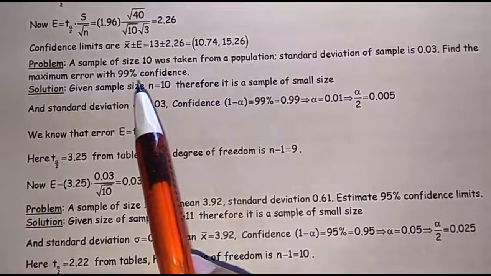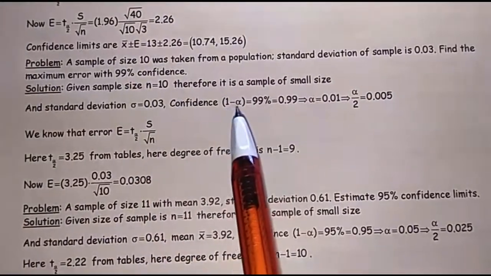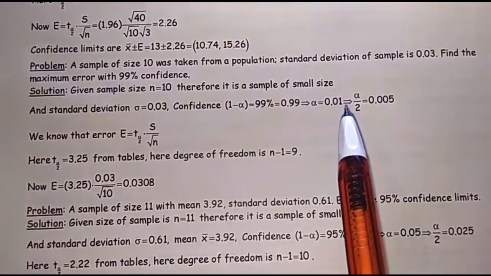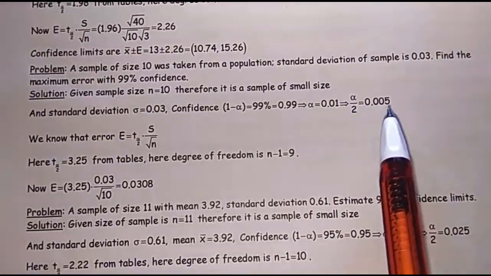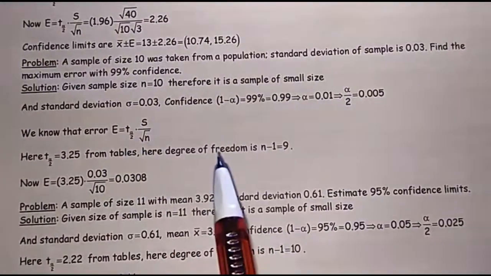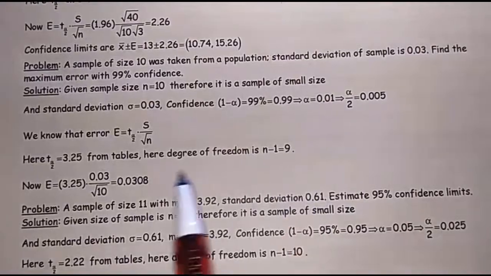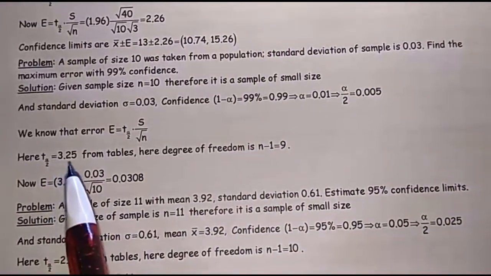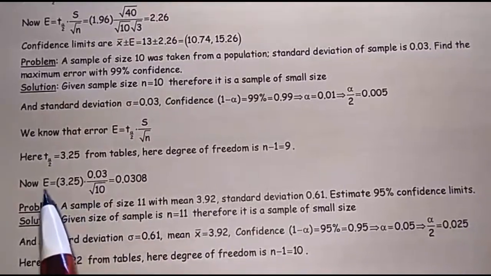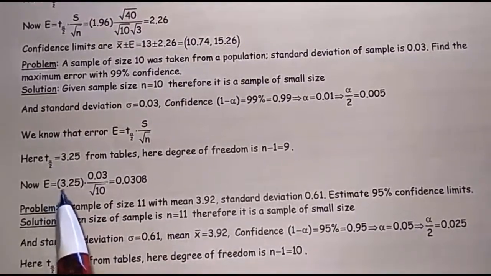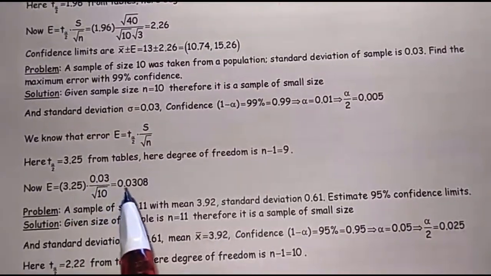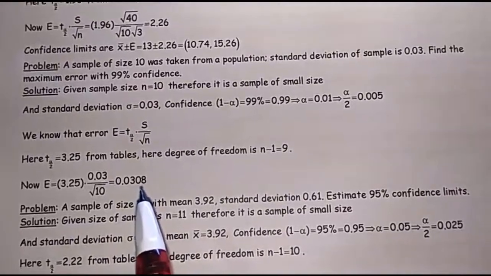The confidence is 99%. So 1 minus alpha is the confidence, that equals 99%, implies alpha equals 0.01, alpha by 2 equals 0.005. Just substituting the corresponding values. Here the degree of freedom is n minus 1, that is 9. Now t alpha by 2 equals 3.25 from tables. Now standard error E equals 3.25 into 0.03 divided by root n, that gives 0.0308.